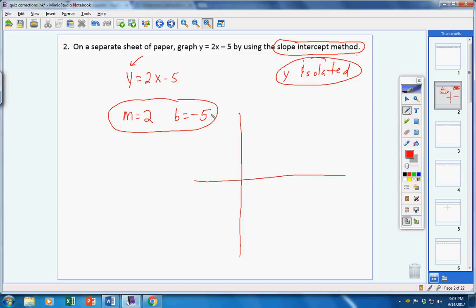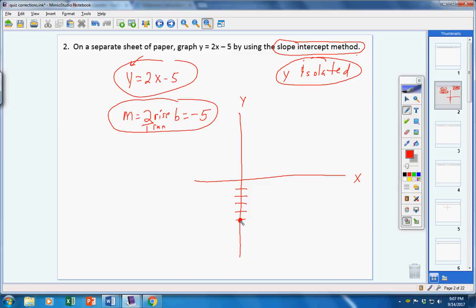Now, what do I know about this linear equation? I know the y-intercept is -5. So I know the line has to pass through -5 right there. Okay? Well, what else do I know about this line? It has a slope of 2, which is the same thing as 2 over 1. So 2 is your rise, 1 is your run.